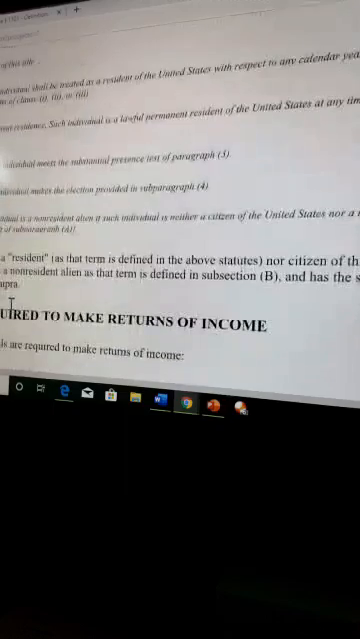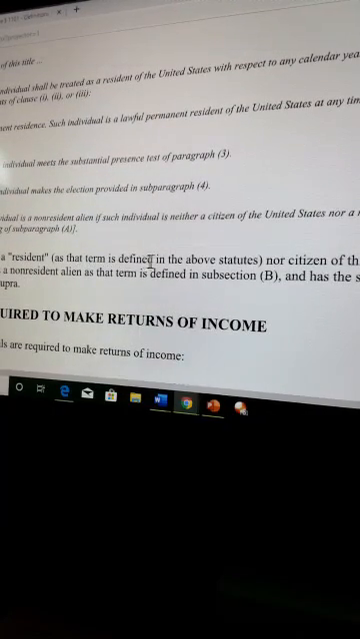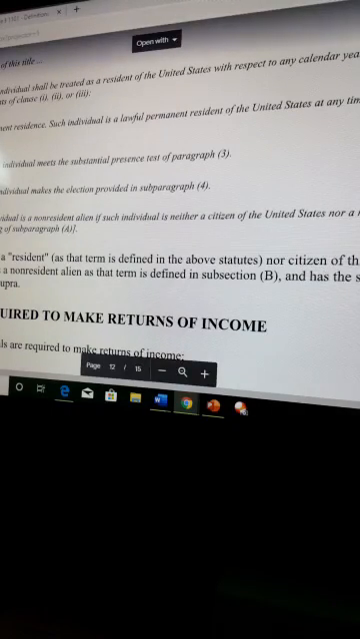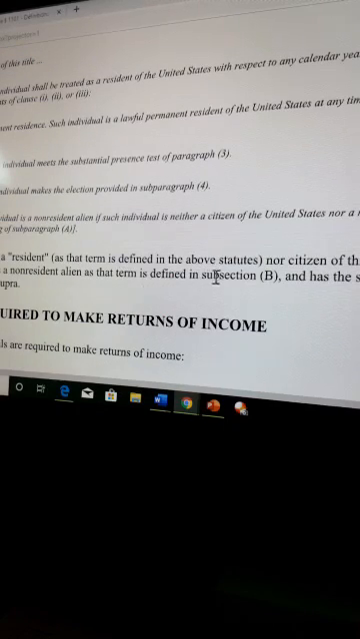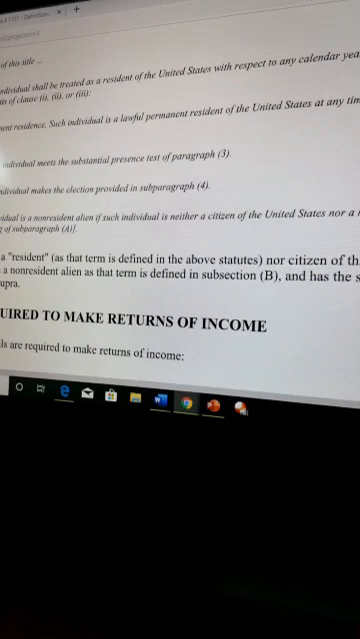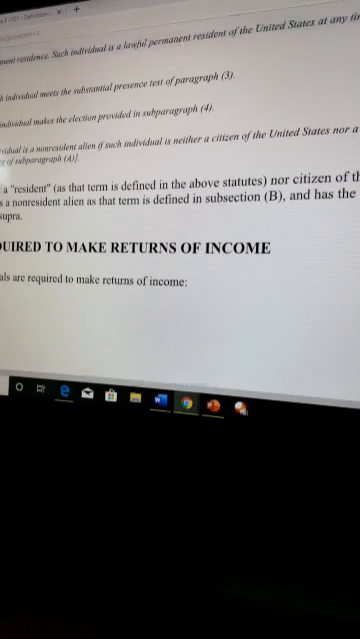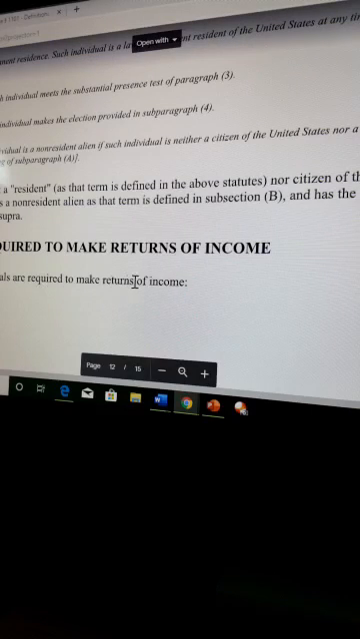The undersigned is not a resident, as the term is defined in the above statutes, nor a citizen of the United States. The undersigned is a non-resident alien, as that term is defined in subsection (B), and has the same status as the plaintiff in Brushaber, B-R-U-S-H-A-B-E-R, supra. Individuals required to make returns of income. The following individuals are required to make returns of income.